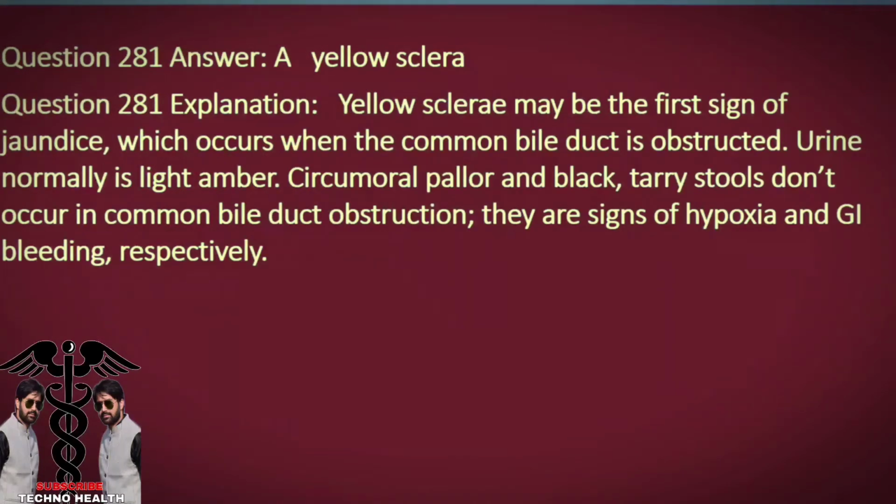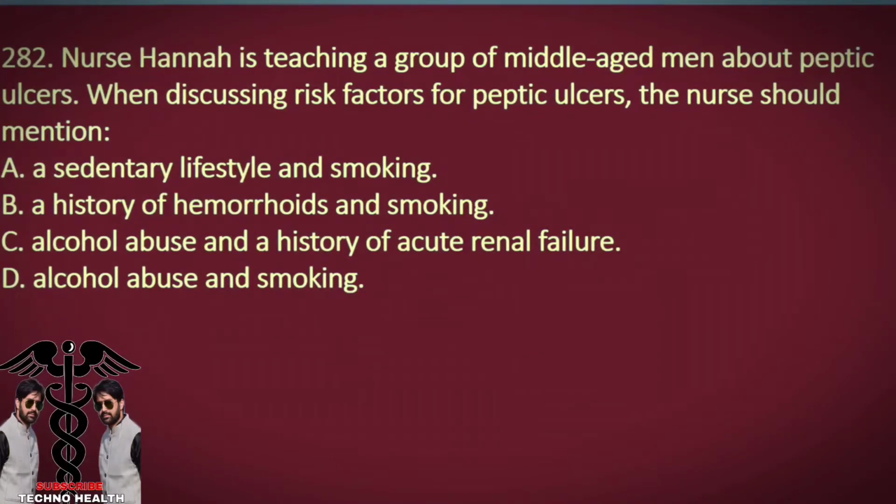Question 281. Answer: A. Yellow sclera. Explanation: Yellow sclera may be the first sign of jaundice, which occurs when the common bile duct is obstructed. Urine normally is light amber. Circumoral pallor and black, tarry stools don't occur in common bile duct obstruction; they are signs of hypoxia and GI bleeding, respectively.